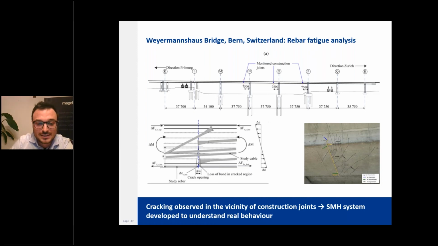The monitoring system for this project was provided to measure strains and crack openings in 3 critical cross sections. So 3 construction joints, which are the sections near the pier N O P that you see on the picture on the top.